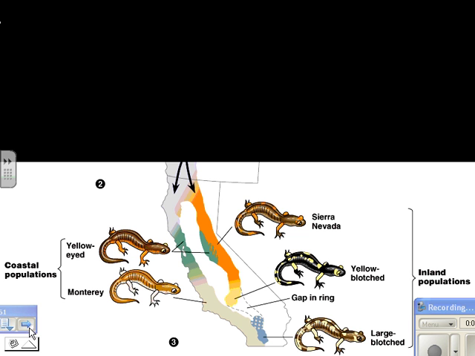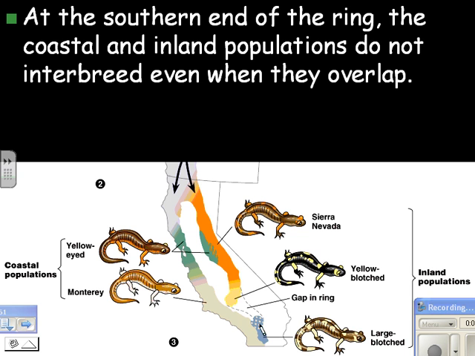But here's the crazy part. At the southern end of the ring, the coastal and the inland populations do not interbreed, even when they overlap. So if you take some of these and you put them together, they don't make a baby. That means if every other one died here, these would be two different species. We can't really call them two different species because that one can mate with that one, which can mate with that one, which can mate with that one. So somebody in the ring can mate, but at the very end they can't, which is, I don't know, kind of cool.